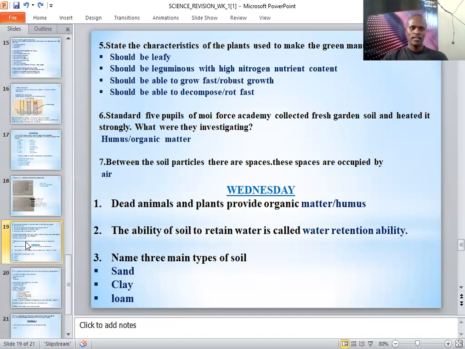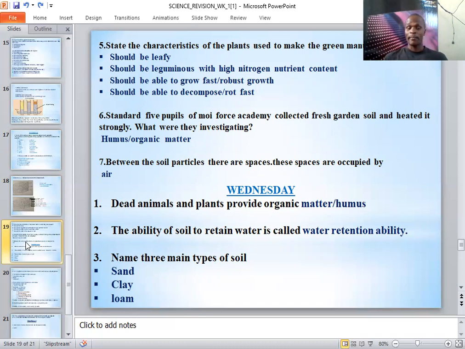Number 6. The 5 pupils of Moifos Academy collected fresh garden soil and heated it strongly. What were they investigating? Someone wrote "force" as the answer, someone wrote "Moi", someone wrote "Academy". So it's like you're not understanding this question. Moifos Academy was the name of a school used in this question. So the pupils from that class went to the garden, collected fresh soil, and then heated it.